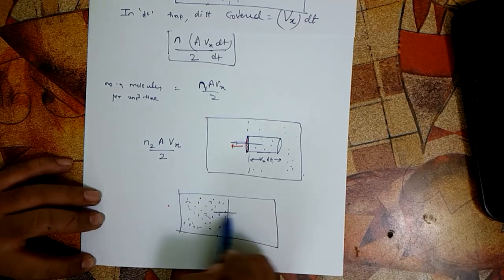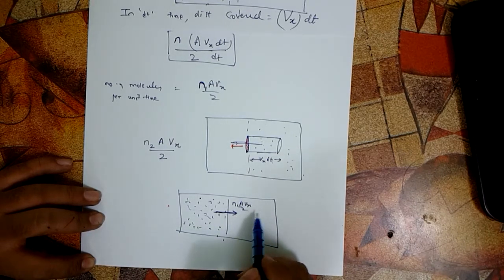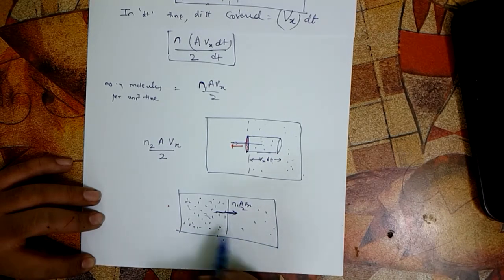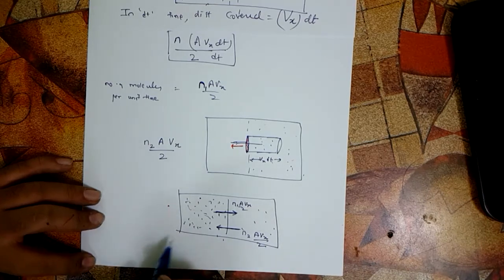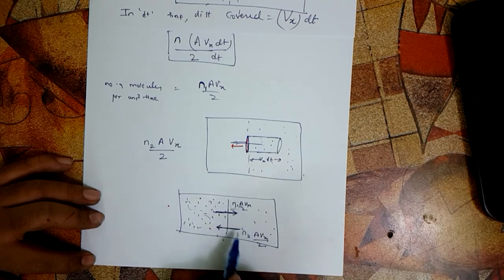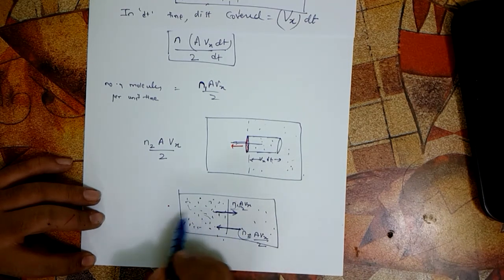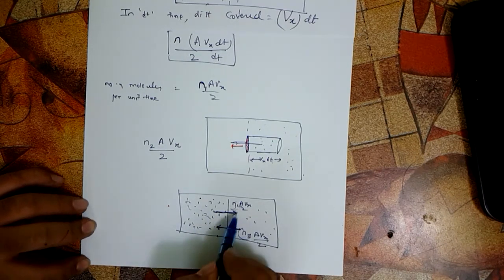And how many molecules are going in this direction due to their random motion? N1 A Vx by 2. And on the right compartment we have got fewer molecules per unit volume. And how many of them are going in this direction? N2 A Vx by 2. So what is the overall net transfer? Obviously more are going from here to here because N1 is more, and fewer are going from here to here because N2 is less. So there is an overall shift of molecules from this side to this side. This is called diffusion.